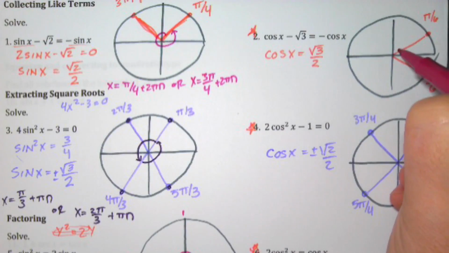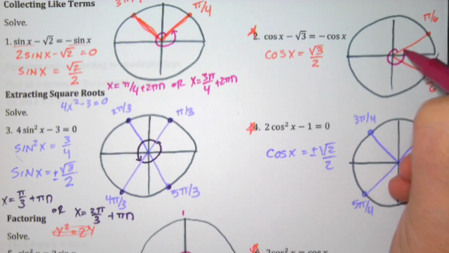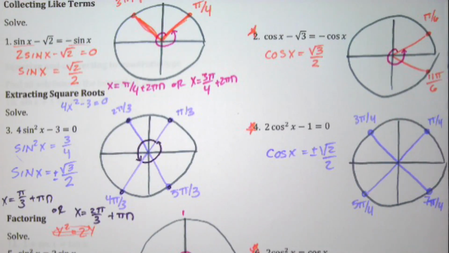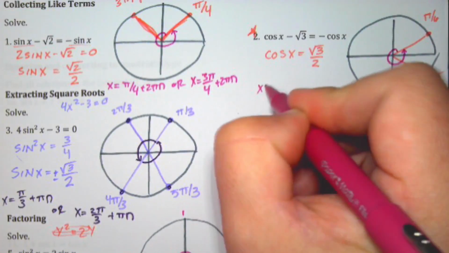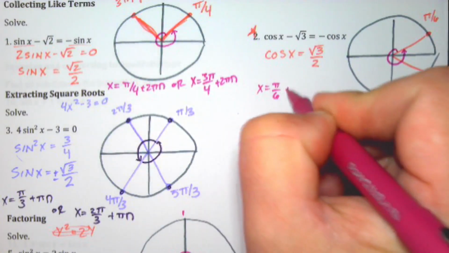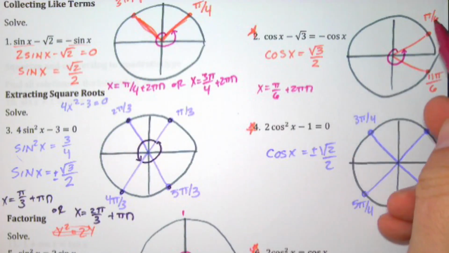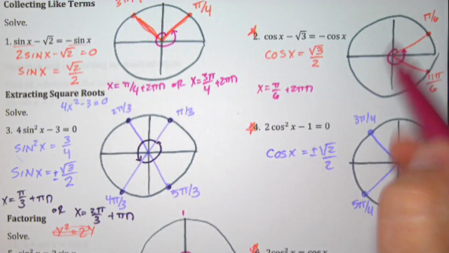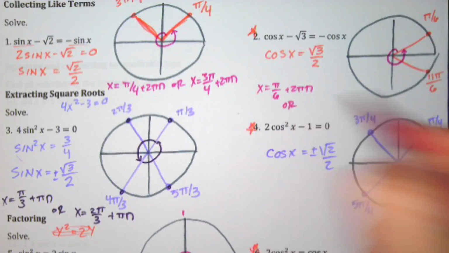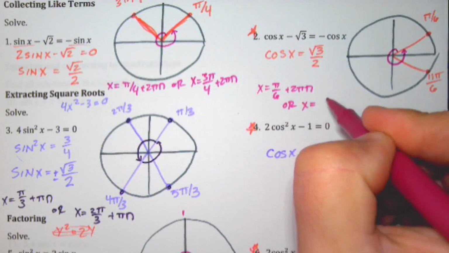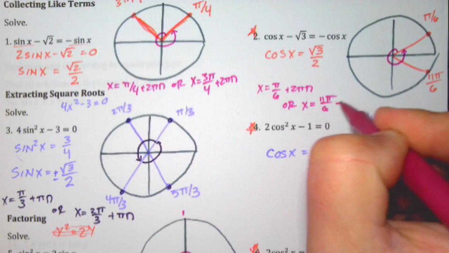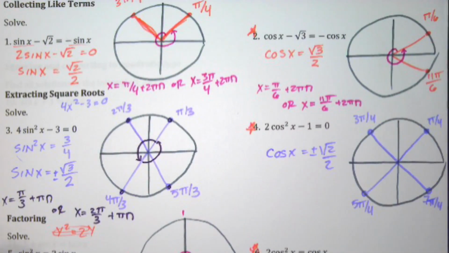So we got to start with that pi over 6. We're going to add those full multiples of 2 pi, and we'll do the same for 11 pi over 6. So we have x is either pi over 6 and every 2 pi multiple, or 11 pi over 6 plus all those 2 pi multiples. So for number 2, no shortcuts.